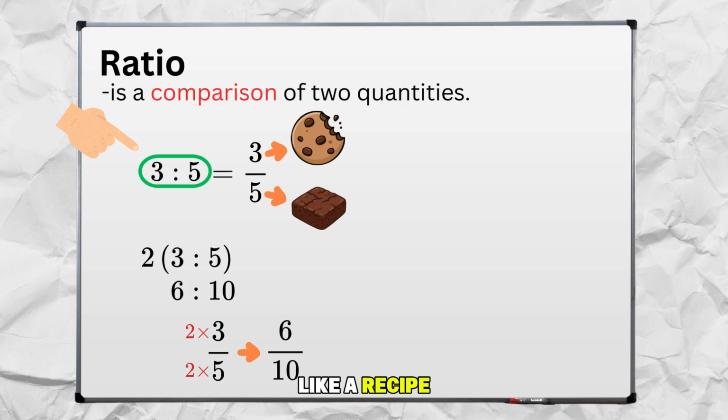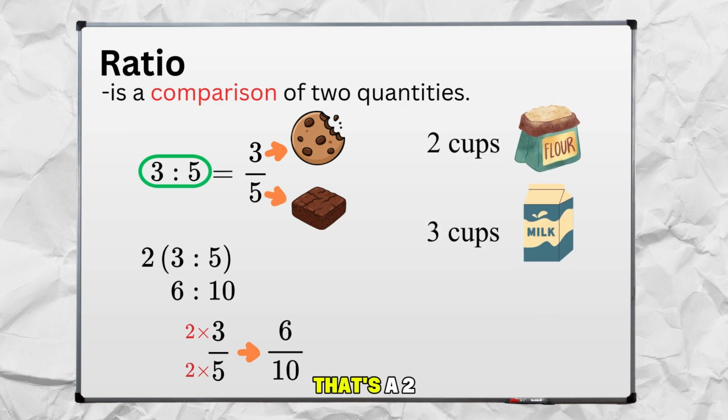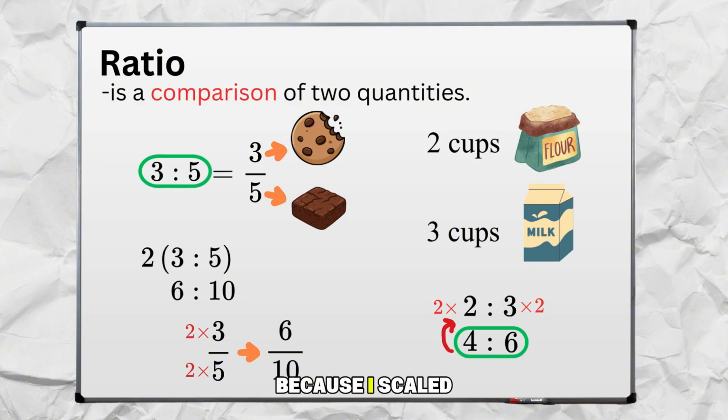Think of it like a recipe. If a recipe calls for maybe 2 cups of flour and 3 cups of milk, that's a 2 to 3 ratio. If I want to make twice as much, I'm not just going to use 4 cups of flour and 3 cups of milk. No, I would take 4 cups of flour and also multiply the 3 cups of milk by 2 to get 6 cups of milk. The ratio 4 to 6 is equivalent to 2 to 3 because I scaled both parts by that factor of 2. Now, when you work with proportions, the scale factor is going to be your best friend. You want to find out what number you need to multiply or divide to get from one ratio to another.